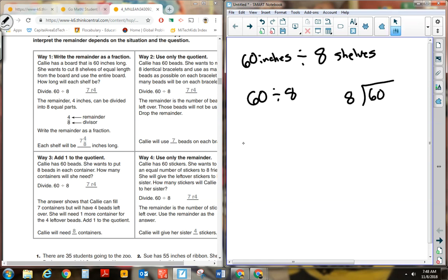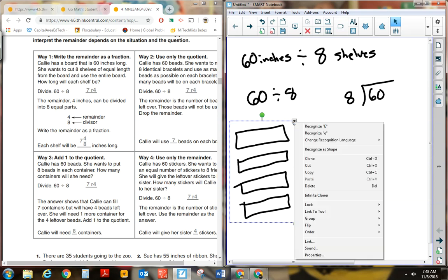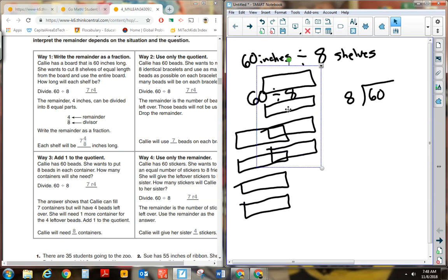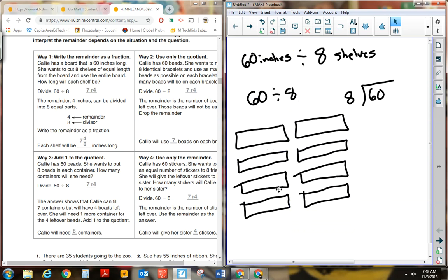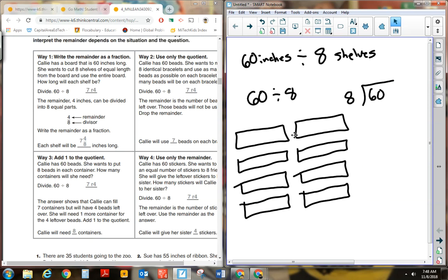Now we know that she's going to have 8 shelves. So 1 shelf, 2 shelves, 3 shelves, 4 shelves. We'll just copy and paste. So now we got 8 shelves, right? So she's got 8 shelves. And each one of these shelves has to be the same number of inches. Okay? So we're going to do 60 divided by 8.